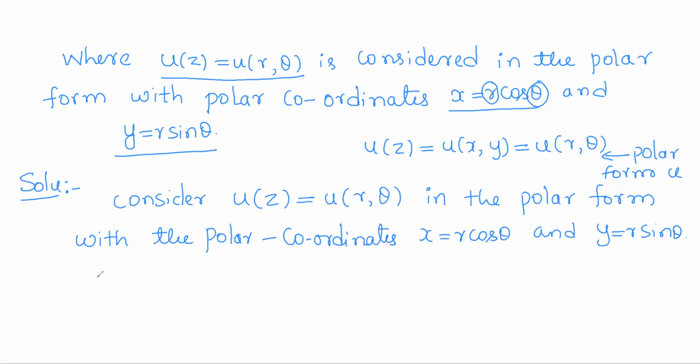So consider dou u by dou r. That is, I need the partial derivative of u with respect to r, but u is in terms of x and y. So the given function is in terms of x and y, but x and y are in terms of r and theta, right? So u is a function of x and y, which are functions of r and theta. So what we have to do, we have to use the chain rule.